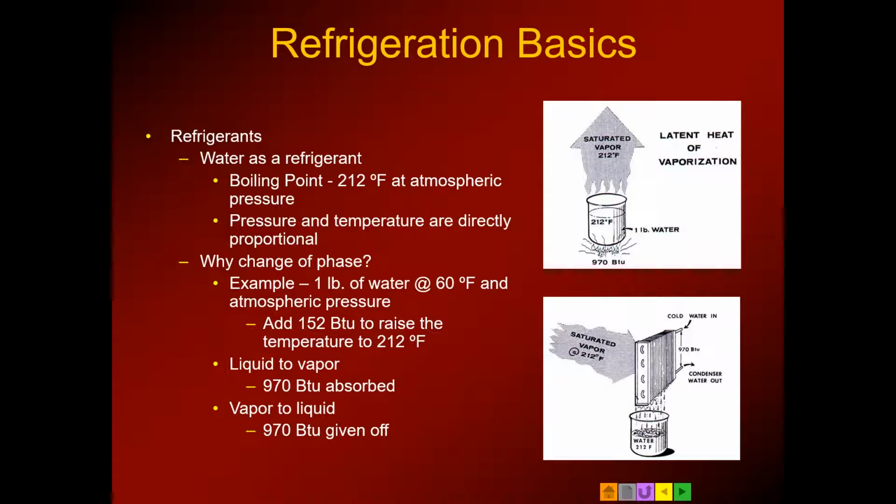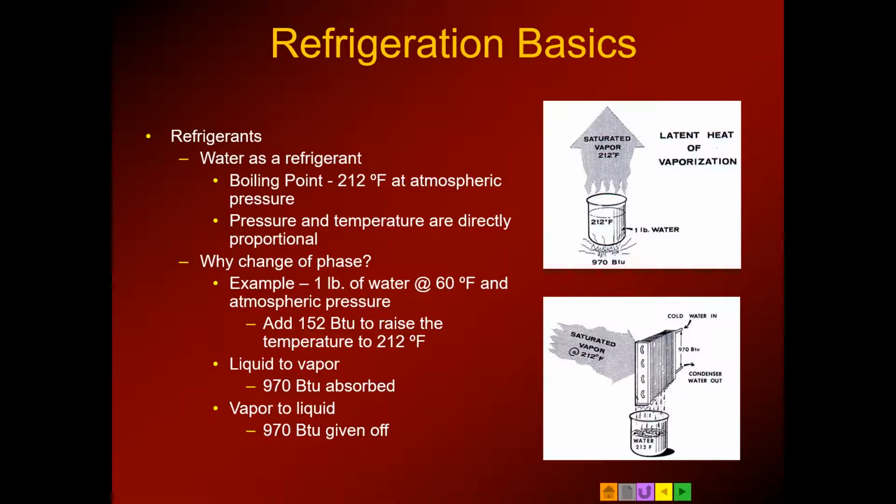After a fluid has been heated to the boiling temperature, further addition of heat at that pressure results in evaporation of the fluid. The heat required to change a fluid from liquid to vapor is called latent heat of vaporization. At standard atmospheric pressure, it takes 970 BTUs to completely evaporate 1 pound of water at 212 degrees Fahrenheit to steam at 212 degrees Fahrenheit.